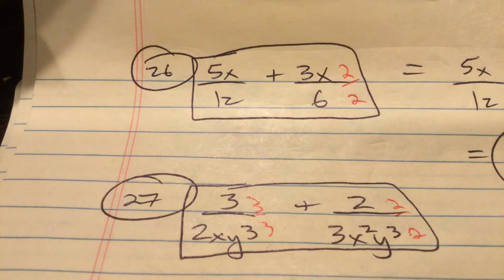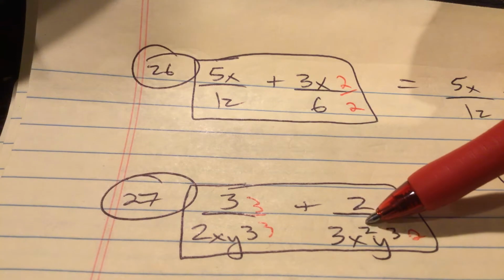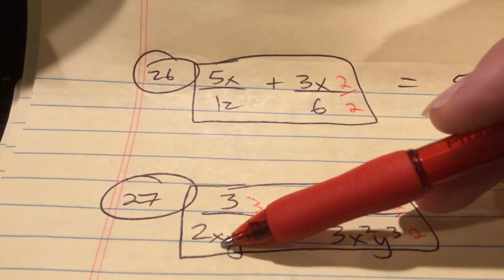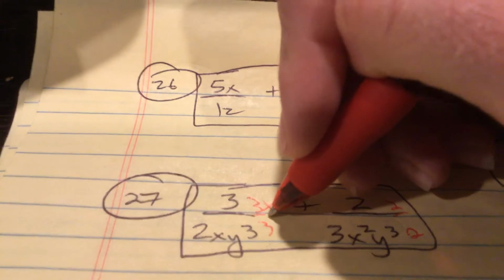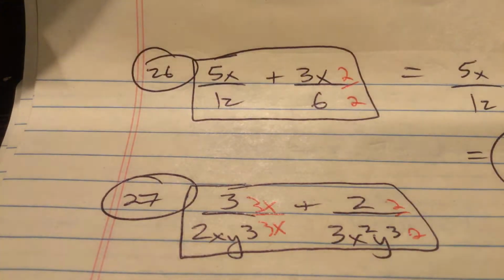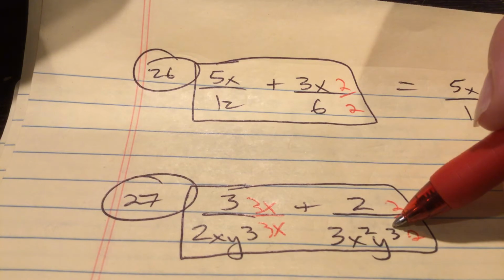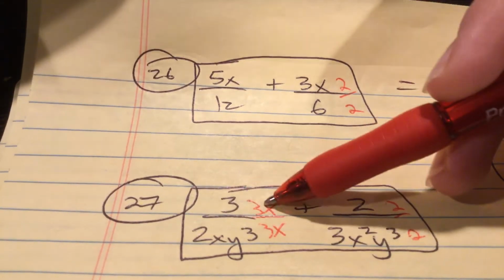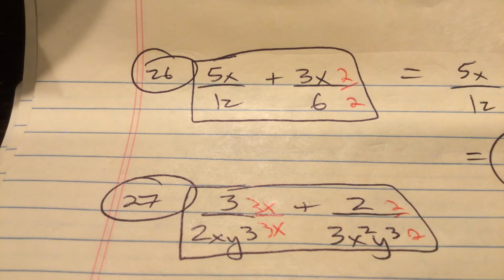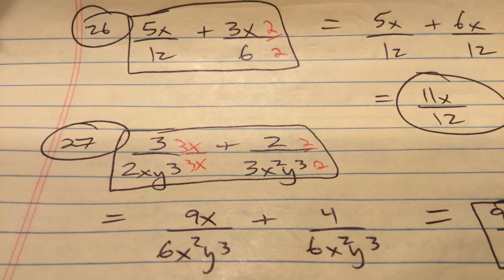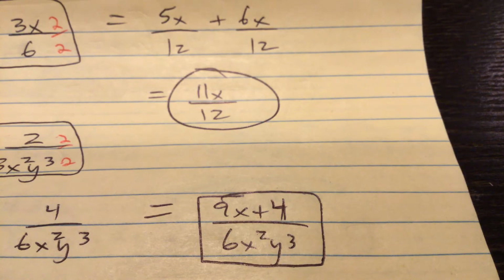Then I looked at my variables. Highest power of x is x squared. This has really 2 x's. That only has 1. So I'm going to multiply this first fraction by x over x. Y to the third, and that is also y to the third. So I'm going to multiply this first fraction by 3x over 3x, the second fraction by 2 over 2. That means I'm going to have a 9x over my common denominator of 6x squared y to the third plus 4 over my common denominator of 6x squared y to the third. 9x plus 4 is what I got in the numerator.